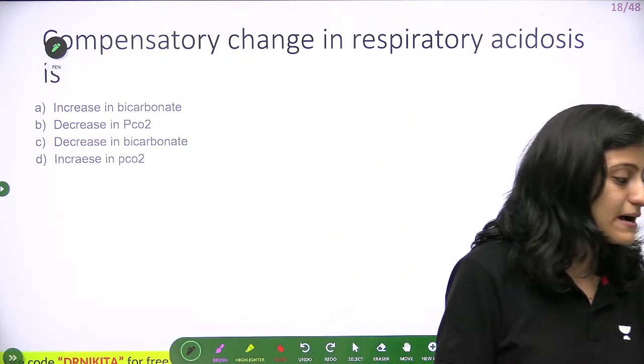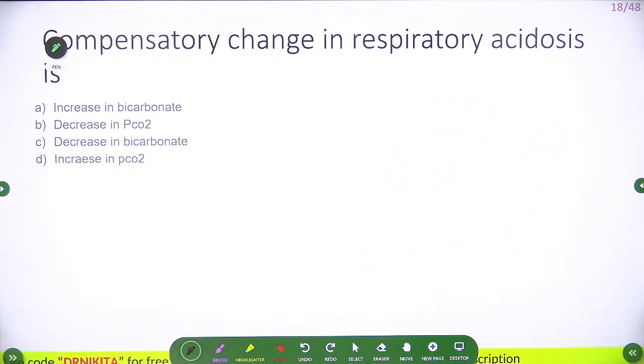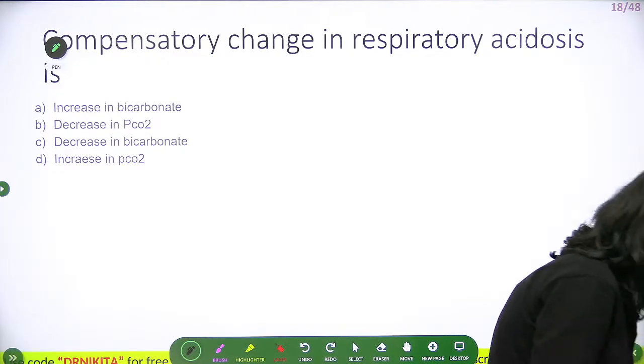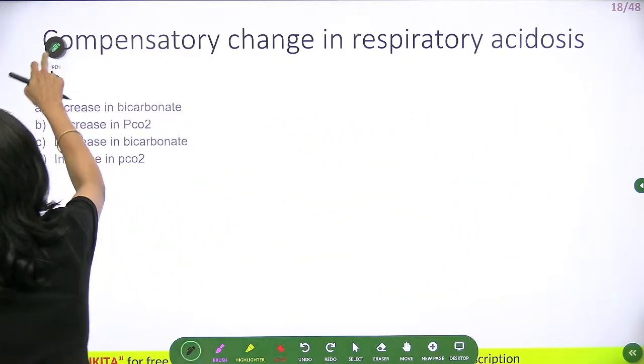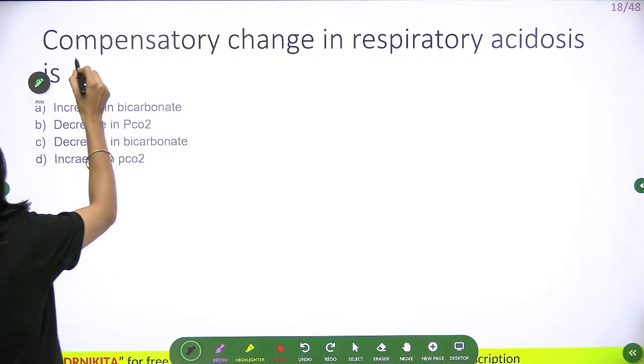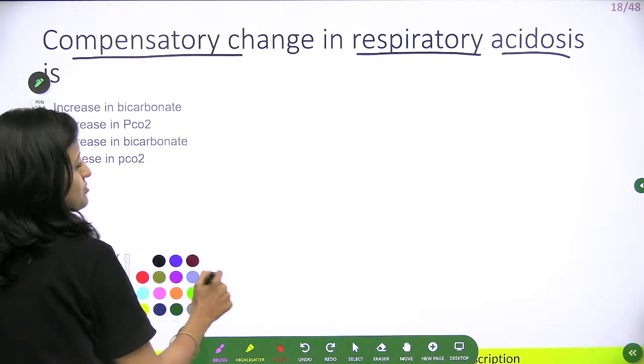Answer this question. What is the compensatory change in respiratory acidosis based on what we have learned? I think there's some confusion between D and A in the options. Let's see here. What is the question saying? What is the compensatory change in respiratory acidosis?